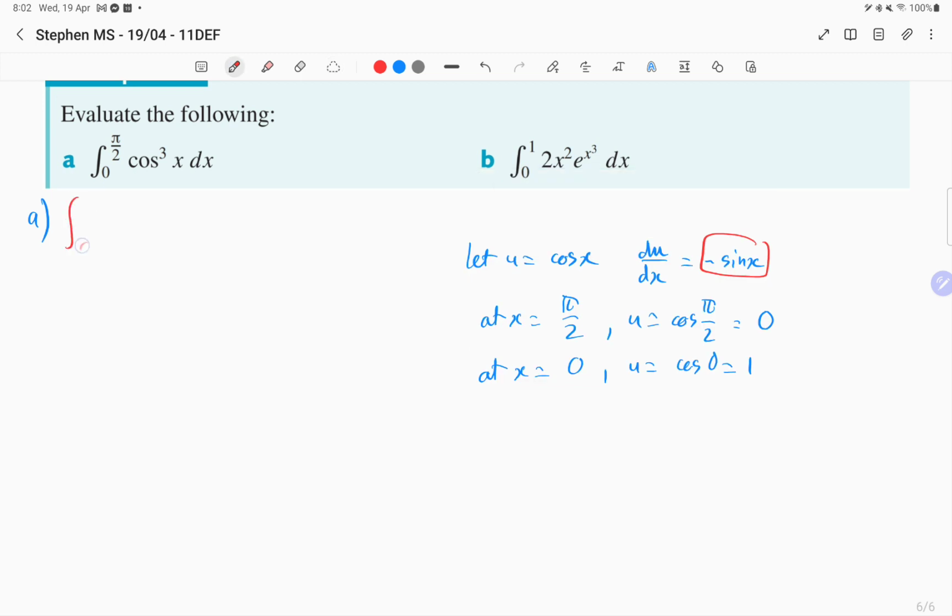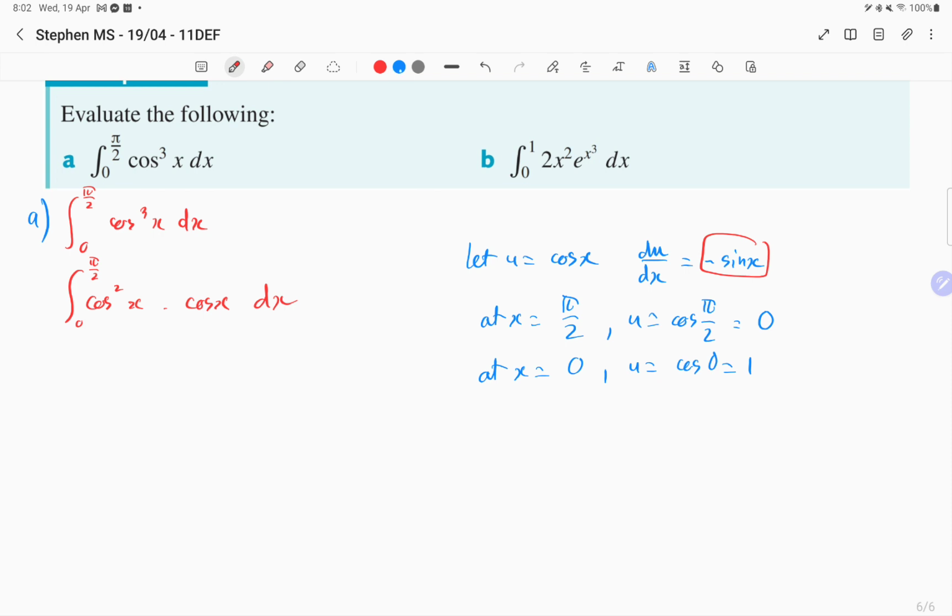Actually, so antiderive from 0 to pi on 2 of cos cube x dx. The idea, and this is actually the idea of 11F, is you change the power 3 into cos squared x times by cos x dx. Okay? It will be like this.